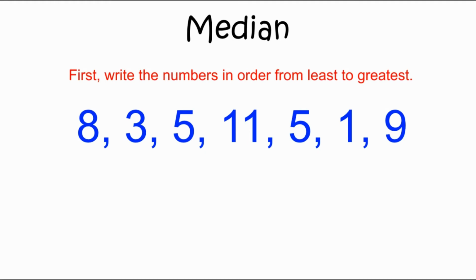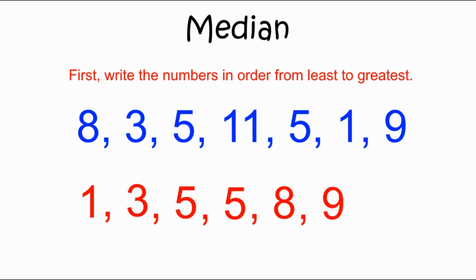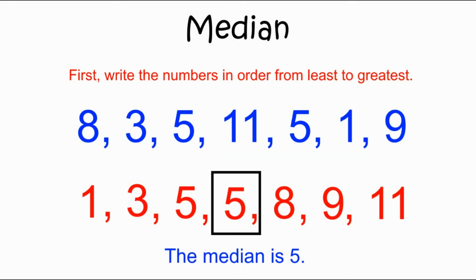Finally, let's look at how to find the median of this set of numbers. The first thing you must do if you want to find the median is to write the numbers in order from least to greatest. Once the numbers are in the correct order, locate the number that is listed right in the middle. That is the median. The median of these numbers is 5.